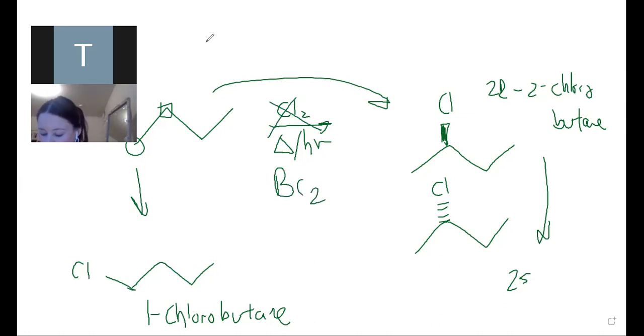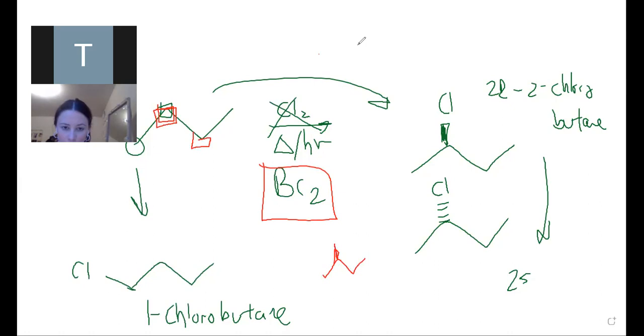Because remember, you would still get the R and the S. Right. Because if you added this here, you would add to this carbon. It wouldn't matter if you added to this secondary or this secondary, it would still be the same thing. But in this case, you would either make the R 2-bromobutane or the S. So don't forget, if you create a stereocenter, it's always going to be R and S.